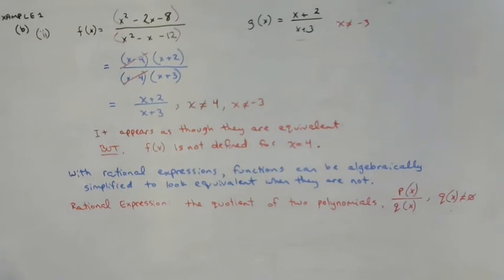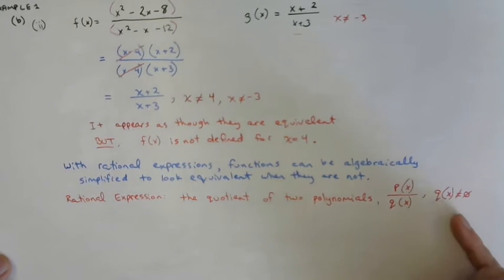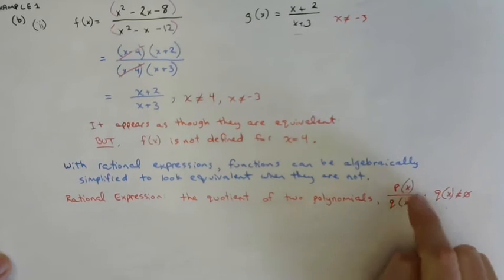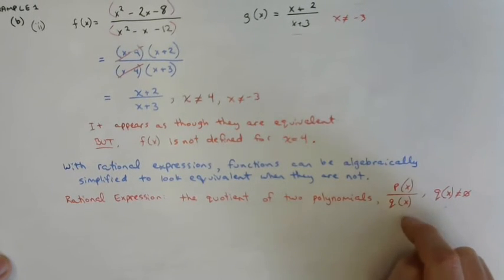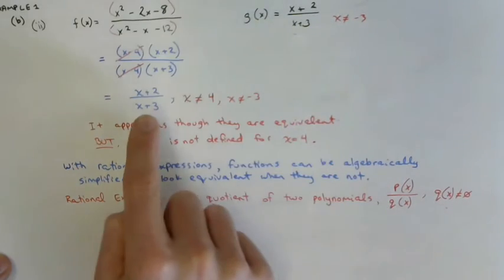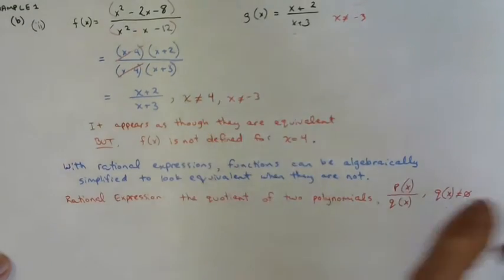Okay? That's a rational expression. One polynomial over another polynomial. Q of x can't be 0. Wherever it's 0, this combined function, this quotient function, is not defined. Okay? Sometimes it's really obvious. X can't be -3. Sometimes it's a little bit more challenging. We have to find our restrictions and carry them through.